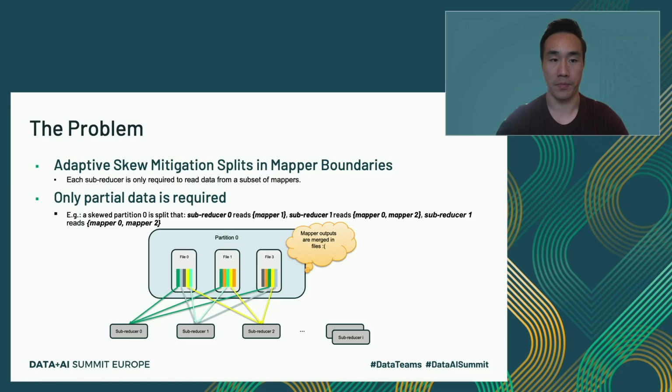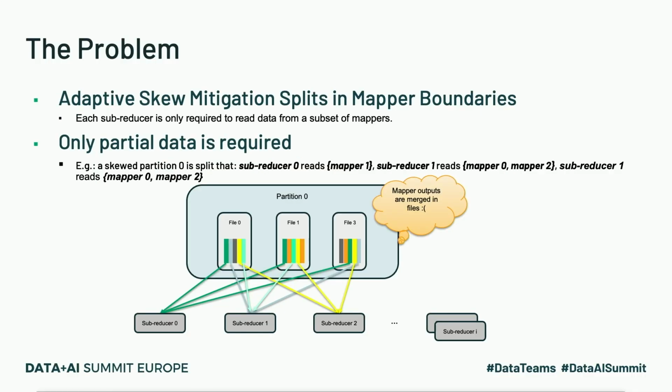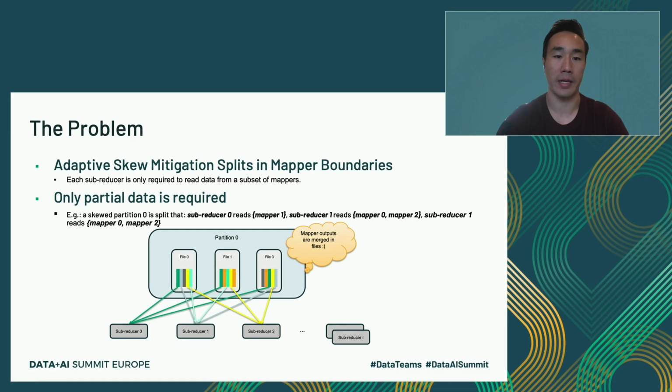So, what's wrong with skew mitigation and Cosco together? Basically, skew mitigation splits a skew partition into multiple subpartitions, where each would be consumed by a separate subreducer. The problem here is that it splits partitions on mapper boundaries. This works perfectly with vanilla Spark shuffle, as the shuffle output data are grouped by mappers, so each reducer is only required to read data from output files from selected mappers.